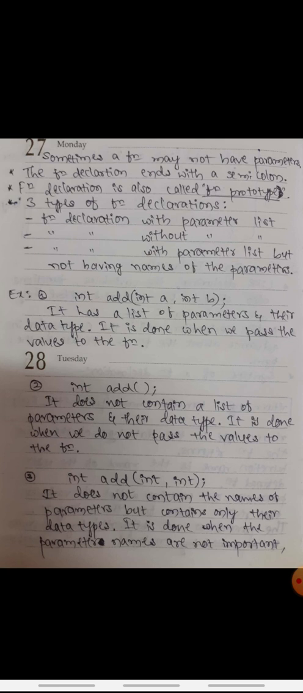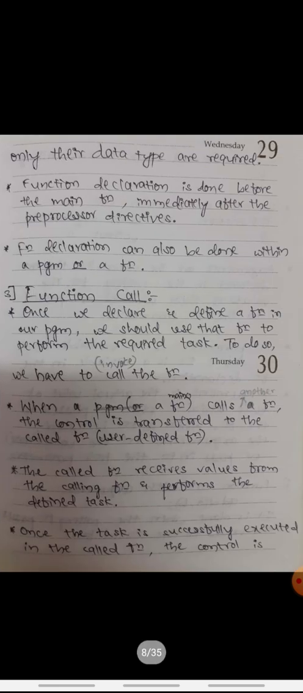The third one is the function declaration with parameter list but not having the names of the parameters, only having the data types: int add(int, int); It does not contain the names of the parameters but contains only their data types. It is used when the parameter names are not important, only their data types are required. Function declaration is done before the main function, immediately after the preprocessor directives. Sometimes we can declare the functions inside the main function also, no problem. Function declaration can also be done within the program or a function.